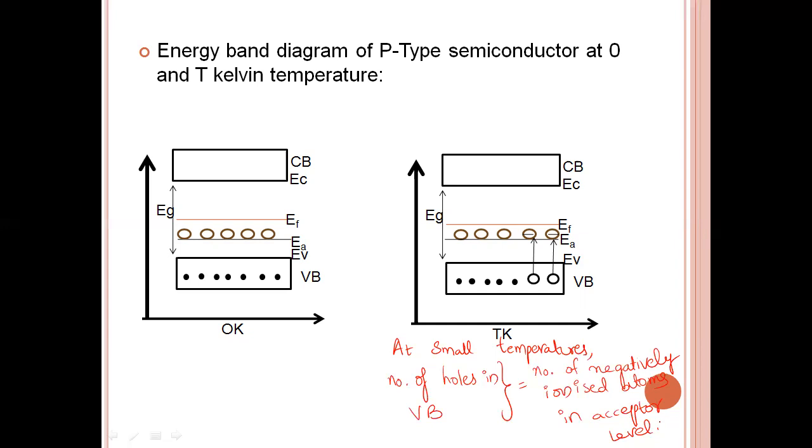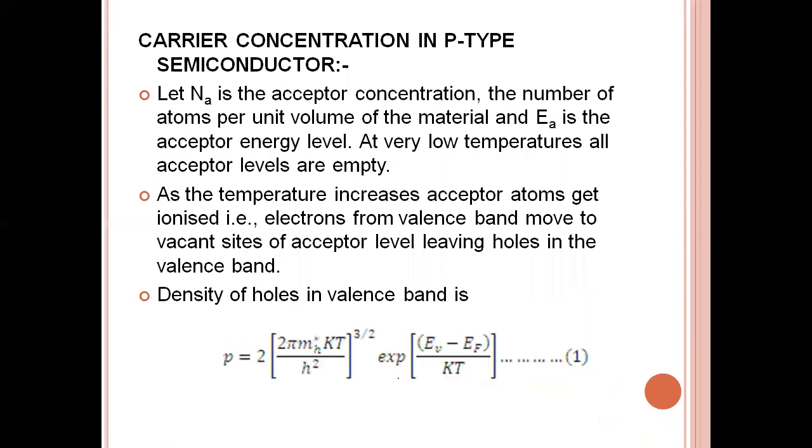So by using this condition, we are going to derive an expression for the carrier concentration of a P-type extrinsic semiconductor. Before the derivation, let us take a semiconductor material which is doped with Na acceptor atoms, so the acceptor concentration is Na, and they are present in an energy level Ea, which is just above the valence band. If you increase the temperature, acceptor atoms get ionized and electrons from the valence band move to vacant sites of the acceptor level, leaving holes in the valence band.